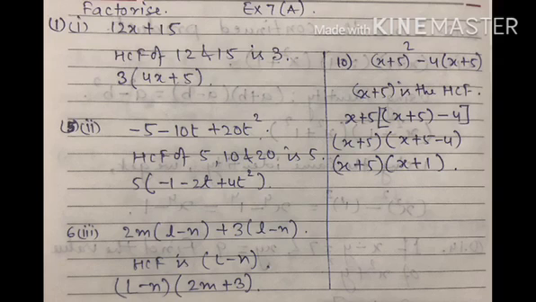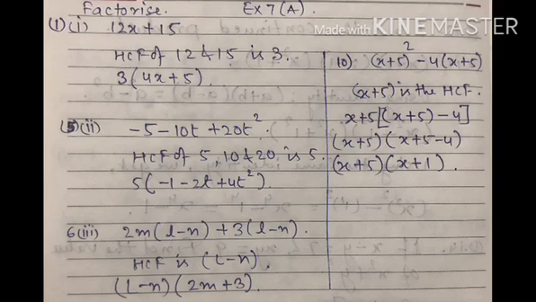Next, question number 6, third part. The question is 2m bracket L minus n bracket close plus 3 bracket L minus n bracket close. Now the HCF is L minus n, because L minus n is in both terms. So we take L minus n as the common factor. The rest is 2m plus 3. This is the solution. Till question number 6, there are 3 parts in each question. Some parts I explained and the rest you have to do by yourself.